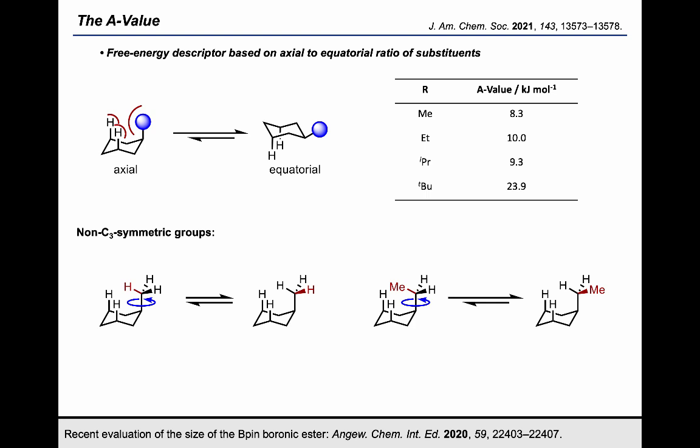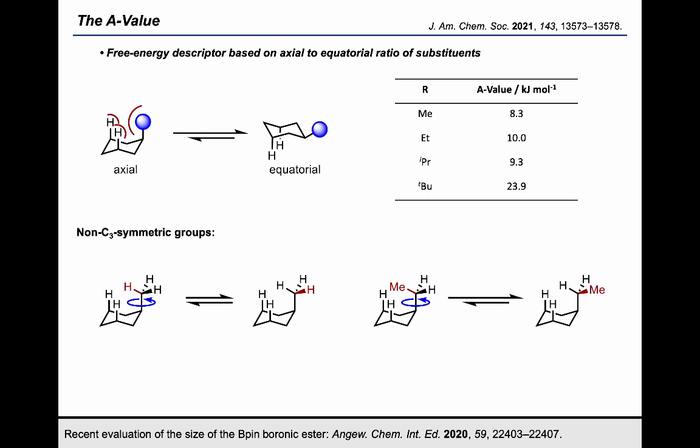When we are in the axial position, as shown on the left now, the substituent will undergo 1,3-diaxial interactions with axial hydrogen atoms in the cyclohexyl ring, and this is unfavorable. This is some form of steric clash. And so the preference will generally be for the substituent to be equatorial, and the larger that substituent is, the larger the preference is for it to be in the equatorial conformation.